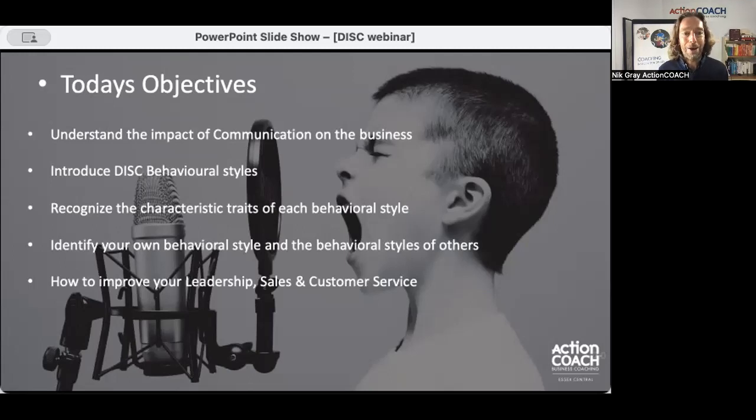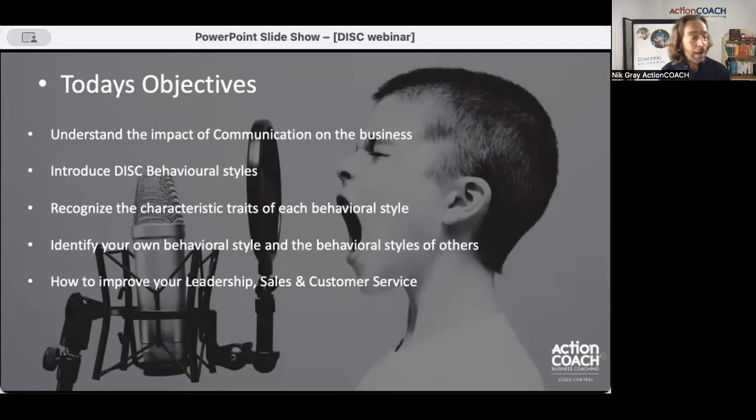We also want to recognize character traits of each behavioral style. So how you can do that, identify your own behavioral style and the behavioral styles of others so that you can improve your communication, not just you, but for your team as well. And we're going to look at some specific areas in your business around leading your team, around converting sales for your business, and around customer service. So there's a lot to dive into there. We'll pick a small area for each of those, so you've got some specific strategies to work on or ways to work on to improve that in your business.